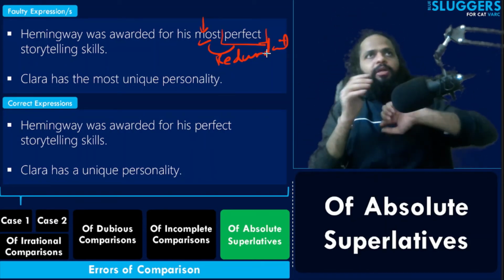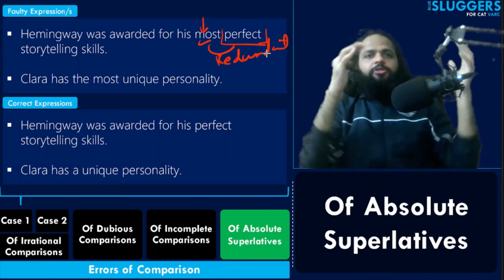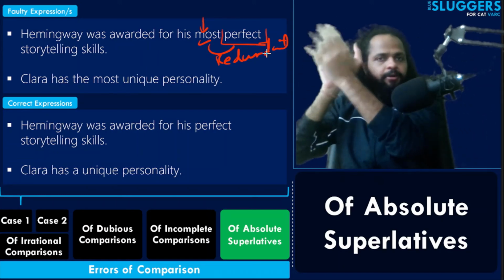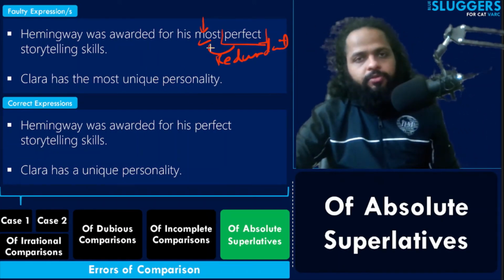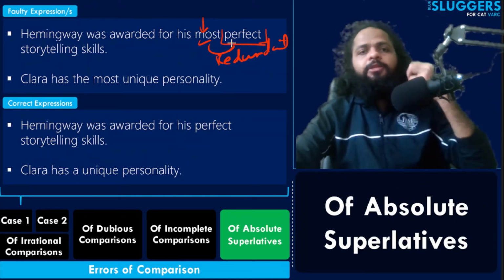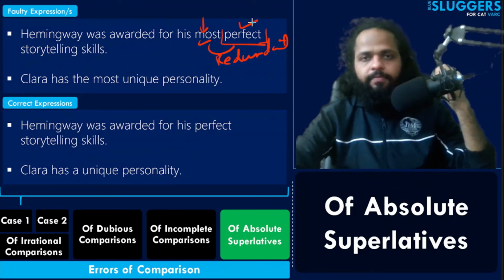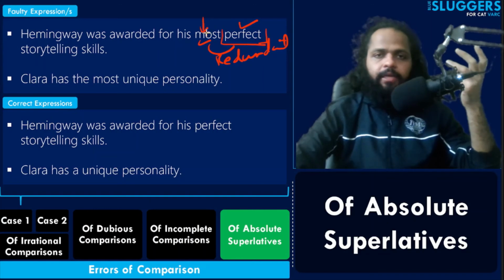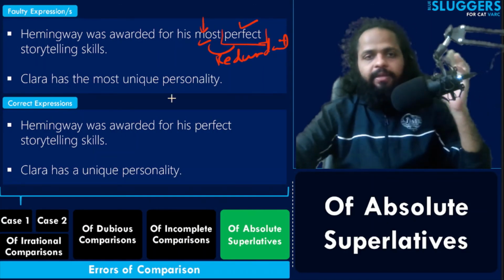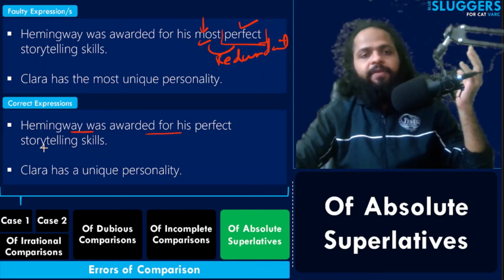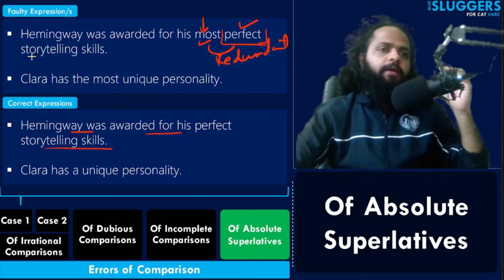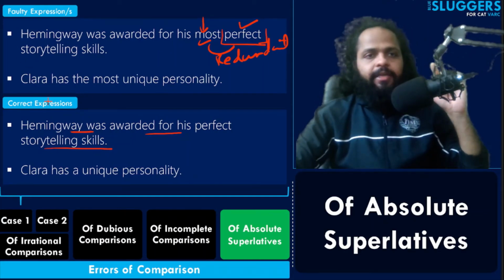You don't have multiple variations of perfect, it is like 100% perfect, right? So this makes it redundant. So whenever you have absolute superlatives like the word perfect, you don't need to use modifiers like most, right? You can simply write Hemingway was awarded for his perfect storytelling skills. Okay, so that's your first sentence. Let's look at the next one.